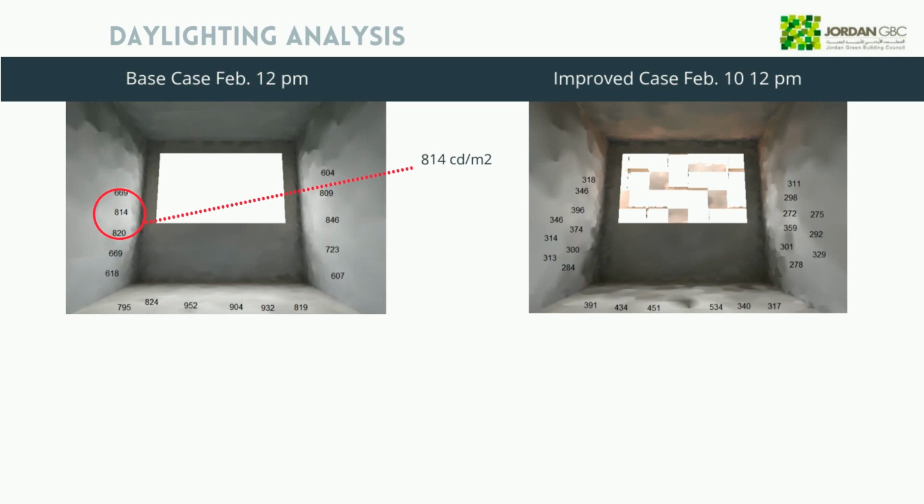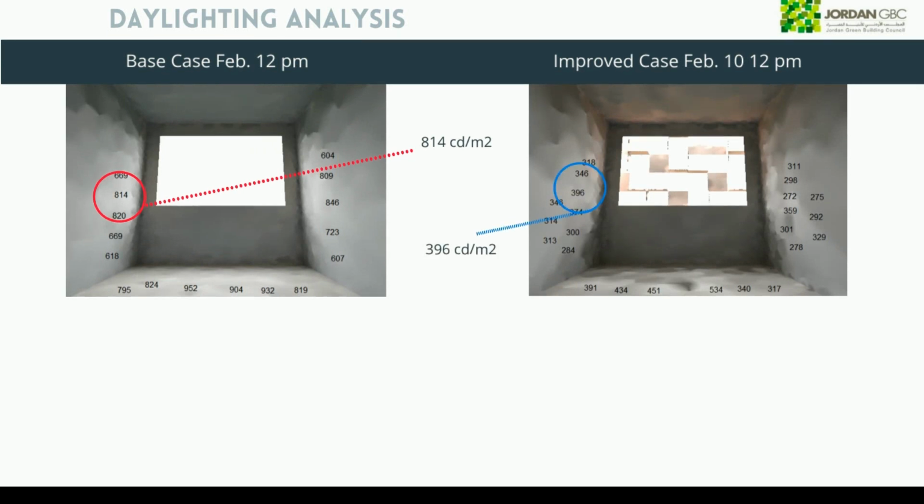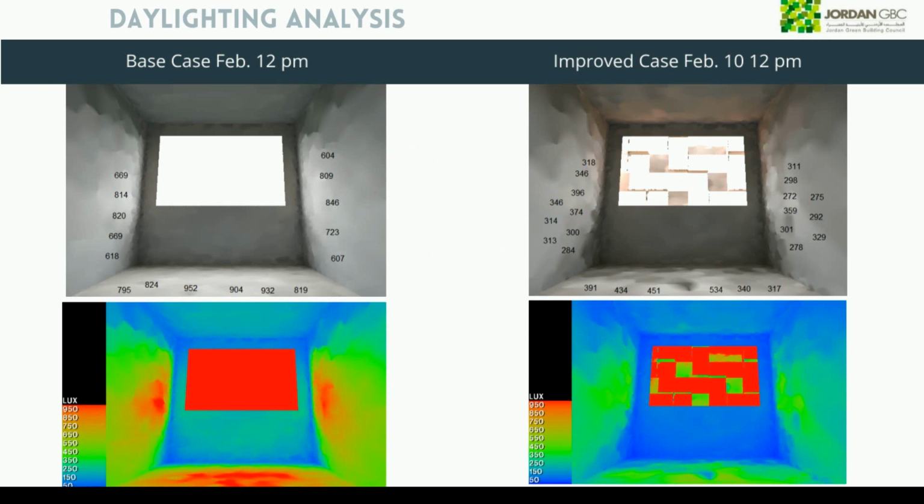Comparing the same spot, there is a 48% reduction in the improved case relative to the base case. Looking at the two images below, base case lux ranges between 750 and 950 with glare risk, whereas the improved case bedroom lux ranges between 250 and 350, with 300 being the ideal lux for bedroom spaces.